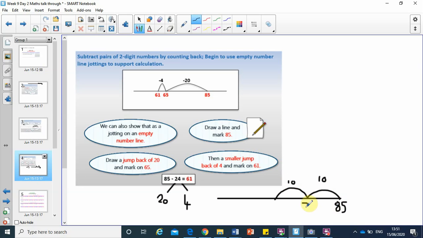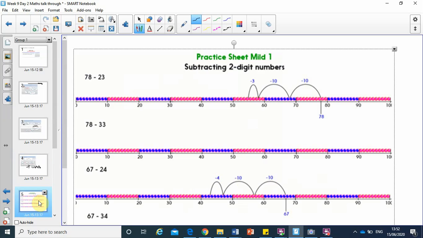85 goes to 75 and the units are the same as 5. 75 goes to 65 and the units are the same as 5. And we do 4 small jumps. 1, 2, 3, 4. 65, 64, 63, 62, 61. And there you'll see that's the answer we've got here. You don't have to have the lines on. In fact, I find it easier just to have a blank number line.